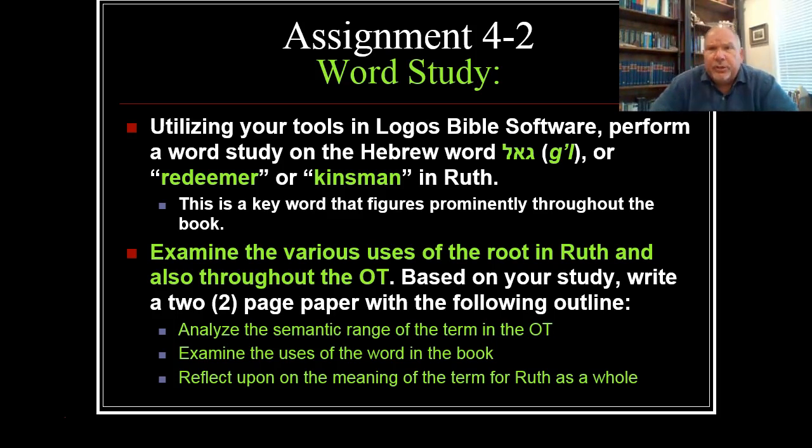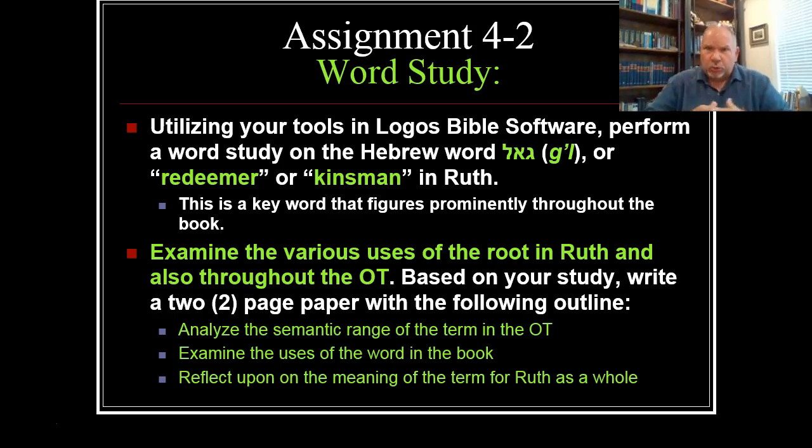For assignment 2, and there is no discussion post again this week, the other one is a word study, and it's expected that you use Logos, and there is a video about how to do a Logos word study if you haven't done one before. But utilizing your tools in Logos, perform a word study on the Hebrew word goel, which is known as redeemer or kinsman in the book of Ruth.